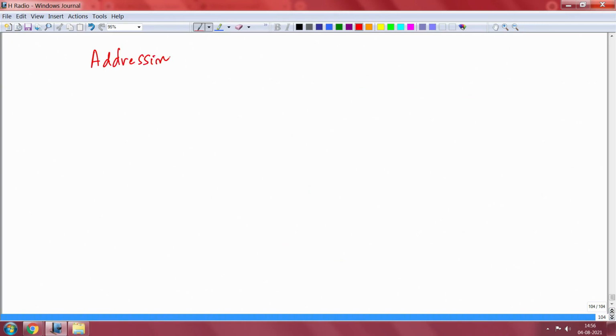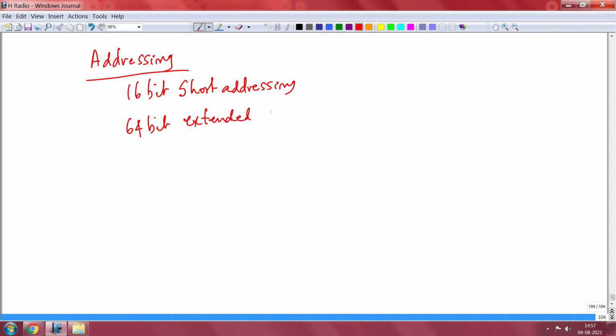Very important concepts. In addressing, it uses two methods. One is called 16 bit short addressing, and the other is called 64 bit extended addressing. Okay, both are possible.